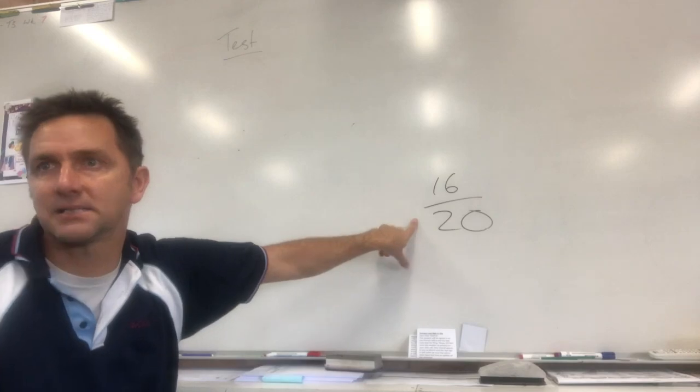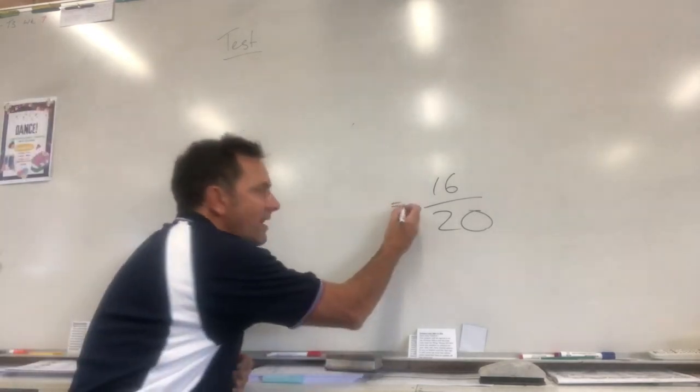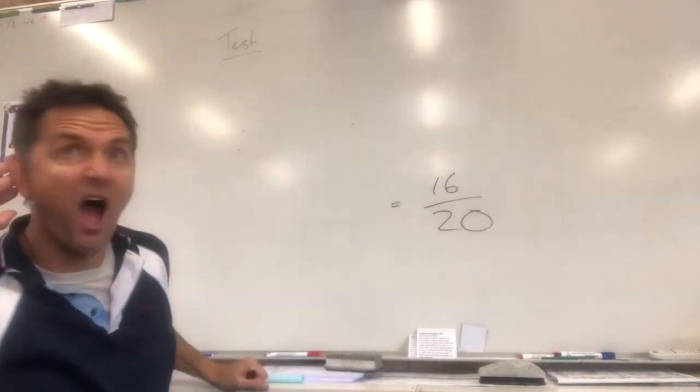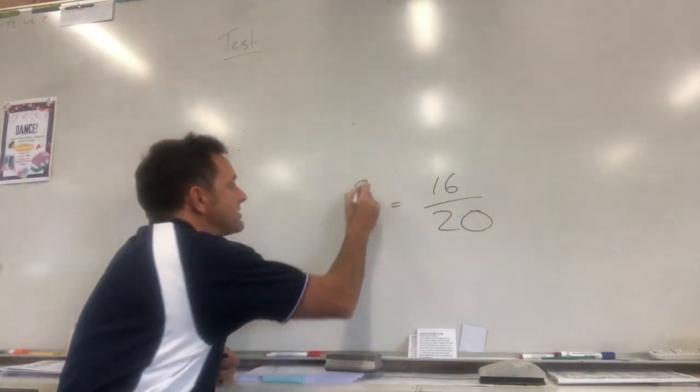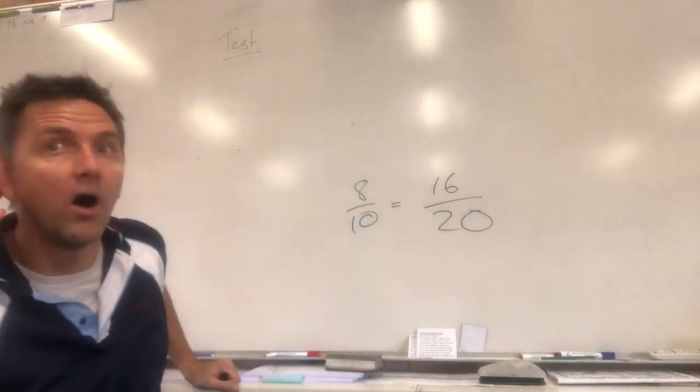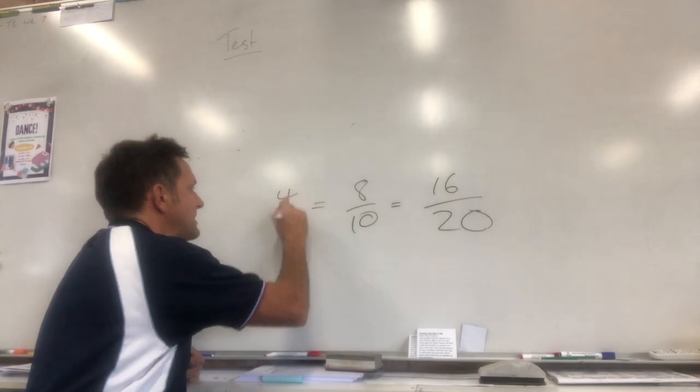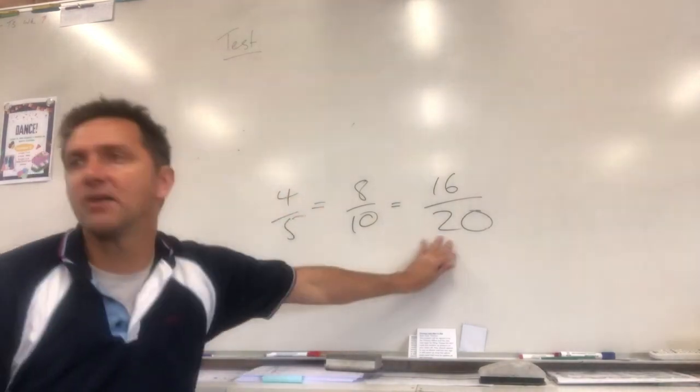By the way, you could have had 16 20ths. You could have simplified that to 8 over 10 or 4 over 5. Okay, so I would have accepted that as well. Okay, any of those is the correct answer.